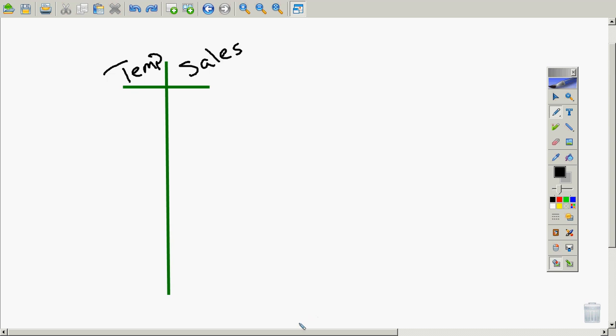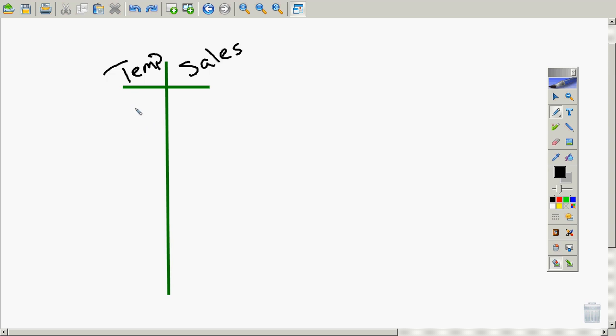So for this activity, what I need you to do is make a table here. The table should look just like this with temperature, and we're going to call these ice cream sales. So we'll assume that a company kept track of their sales for an extended period of time. Can you put these temperatures in here?